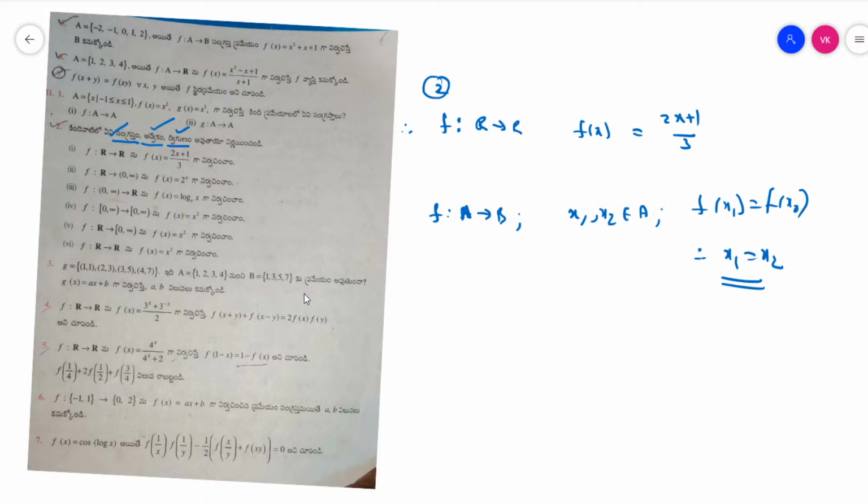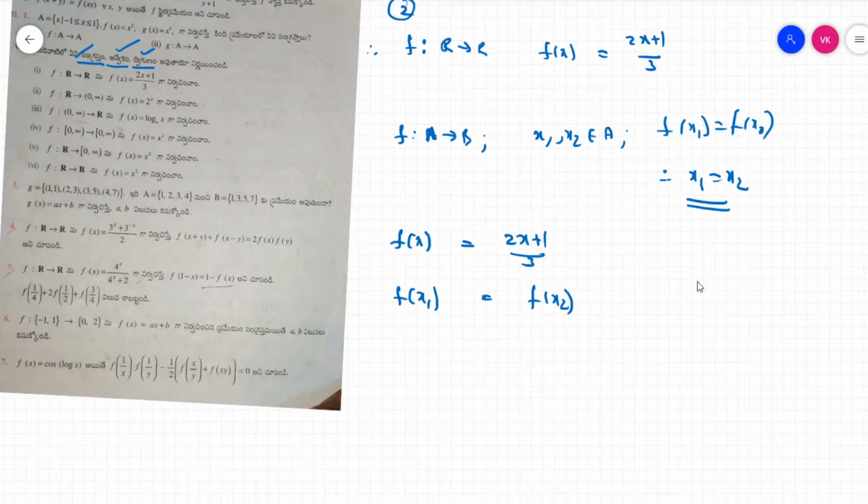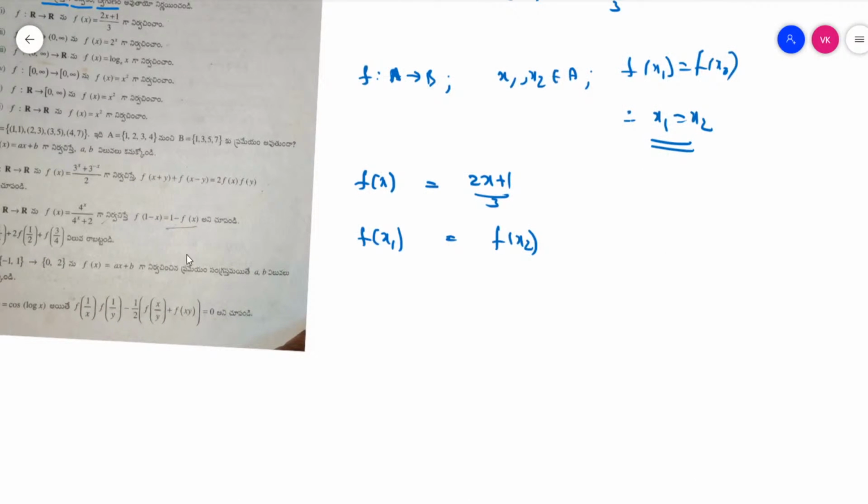Okay, let's move to the answer. Let us take f of x is equal to 2x plus 1 by 3. Let's take f of x1 is equal to f of x2. We have to prove whether they are equal or not. That's very simple. You can easily answer it. We have to put x1 and x2 in the given function. So 2 of x1 plus 1 by 3 is equal to 2 of x2 plus 1 by 3.